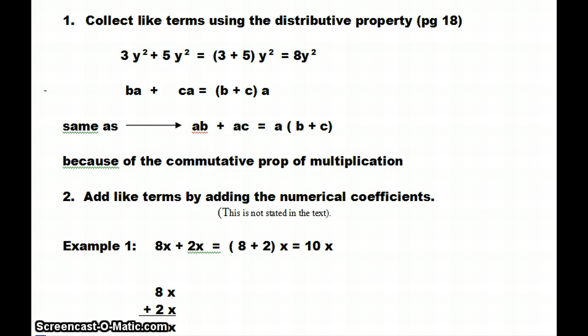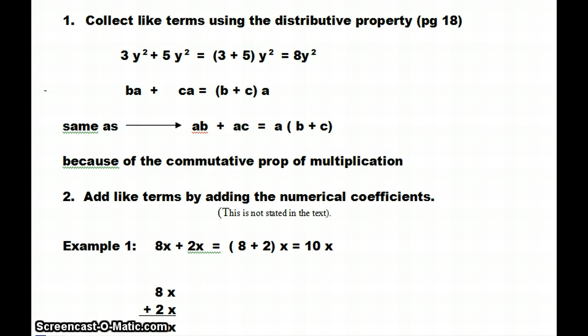We're used to looking at that as ab plus ac, and then the a on the left hand side of the grouping of b plus c. But we can do that because the commutative property of multiplication allows us to turn around. They're exactly the same thing. What is not stated in your textbook is that you add like terms together by adding together the numerical coefficients. It's not stated exactly that way in the textbook. They use the distributive property.